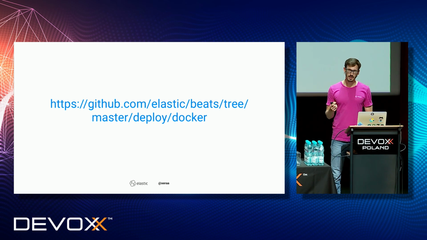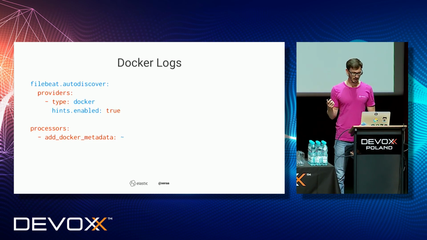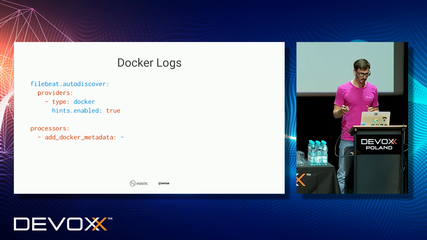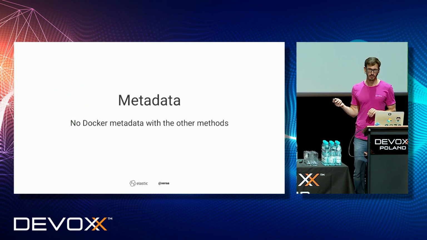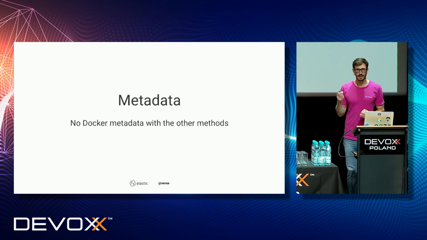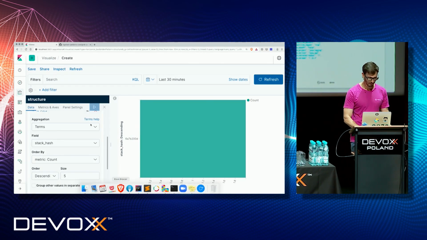If you want to see a sample configuration, we have that as part of the beat repository as well. But I will show you how to do that. So what you do is you enable those hints, and then you just need to bind mount the right folder into that. And then you can also get Docker metadata. So let's see what we actually have in there.